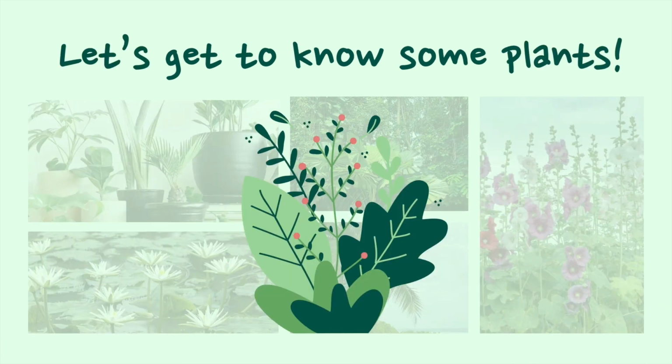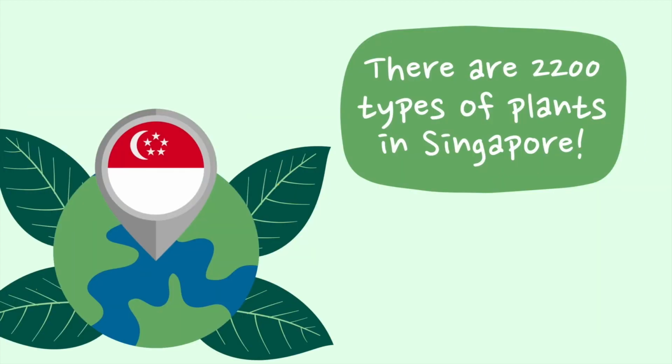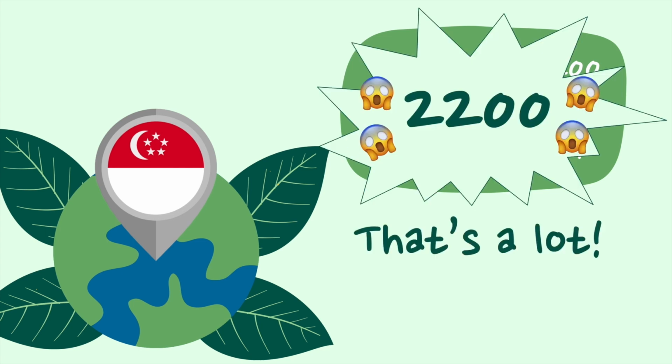Alright, thank you so much for answering my questions. It's nice to meet you, everyone. Now that we've gotten to know each other, let's get to know some plants. Did you know that there are 2,200 different types of plants in Singapore? Yes, that's a lot! Imagine if there are 2,000 different types of you! Wouldn't that be so crazy? Let's find out what some of these plants are.